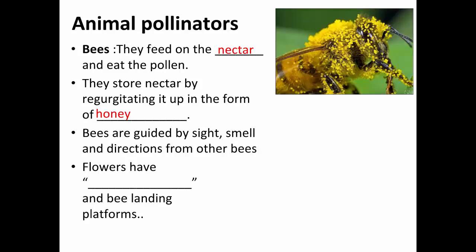It's pretty interesting. They regurgitate that nectar they ate several times back and forth between various bees and turn it into honey, and then they store it. Flowers want to try to attract pollinators because that's going to allow them to reproduce.